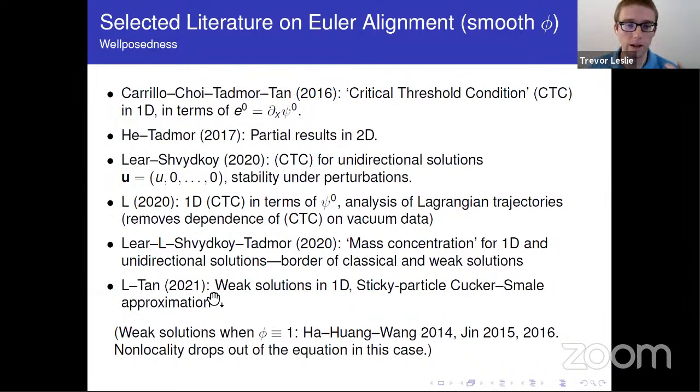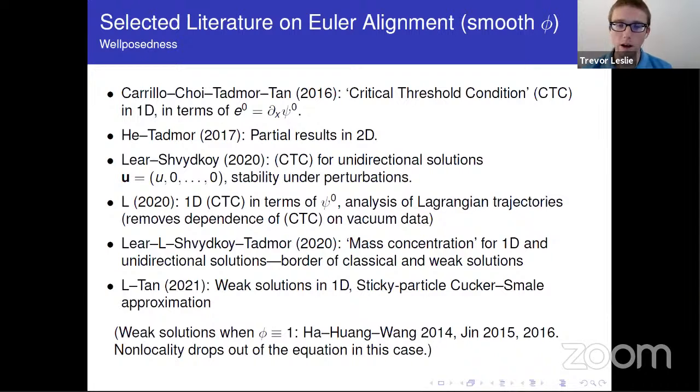Finally, the headline result of my talk is my recent paper with Changhui Tan, where we looked at what can happen beyond the blowup time by providing a theory of weak solutions. So this paper is the first systematic treatment of weak solutions for the Euler alignment system with general smooth protocol phi.